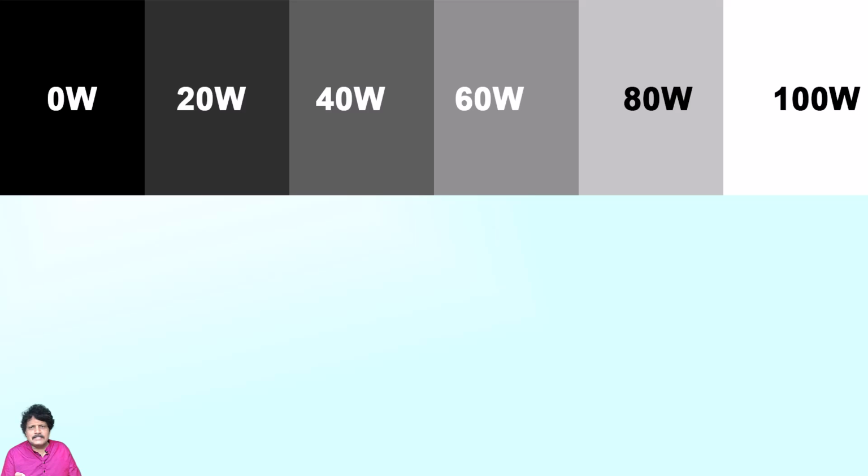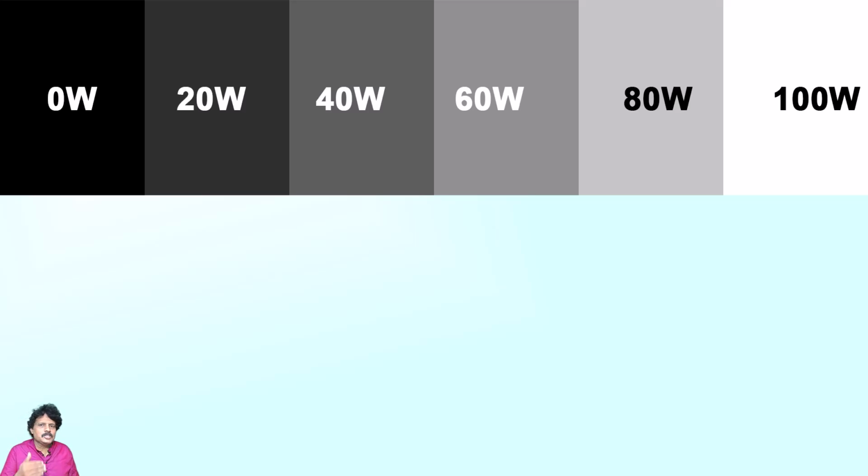When you give exactly 100 watts of light, this area will get 80 watts of light and it will be light gray. This will get 60 watts. It will be slightly darker. This will get 40 watts. This will get 20 watts and it will be dark gray. And in the black area, there will be 0 watts of light. So to record it correctly, I have to give exactly 100 watts of light to my camera sensor or the film.